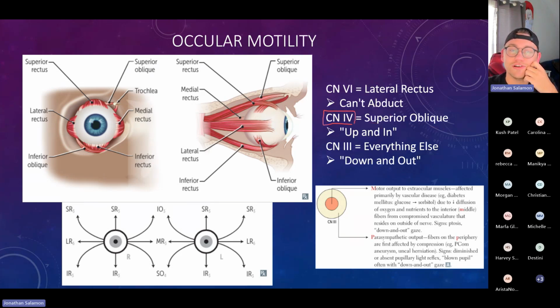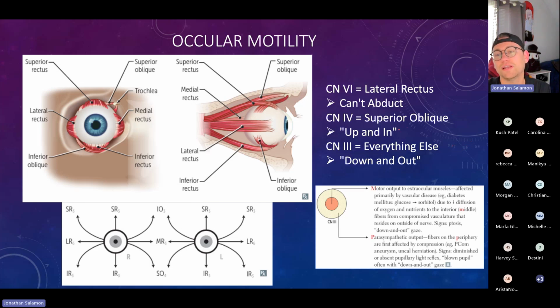Why is it called the trochlear nerve? Because the tendon that holds the superior oblique muscle is called the trochlea. I don't know why they did that. And then cranial nerve 3 is literally everything else. Cranial nerve 3 is basically the whole eye, except for the lateral rectus and the superior oblique. So this is down and out. This is up and in.